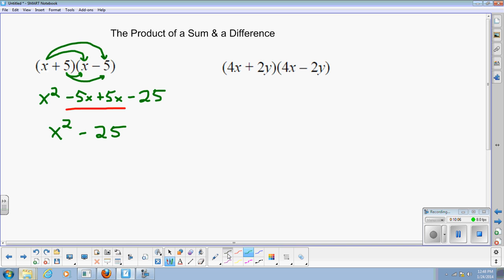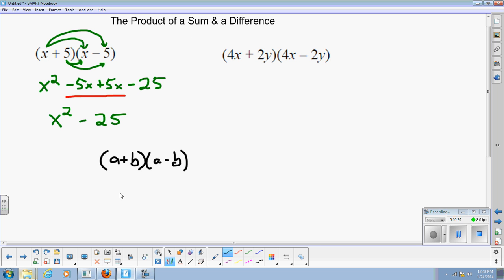So what becomes our pattern then? Well, this is what you would see in a purple bubble in your book. I would have that (a + b) times (a - b). And what happens is the final answer is always this: you will always have a squared minus b squared. Anytime you have the product of a sum and a difference, you can take the first term, square it and write it down. You can take the last term, square it and write it down, and we put a minus sign in between, just like what happened up here. I have x squared minus 25.